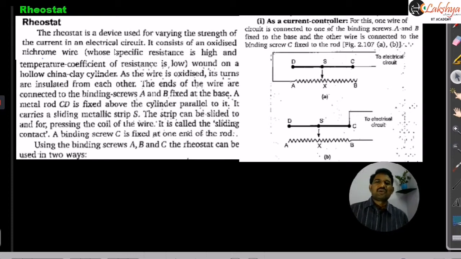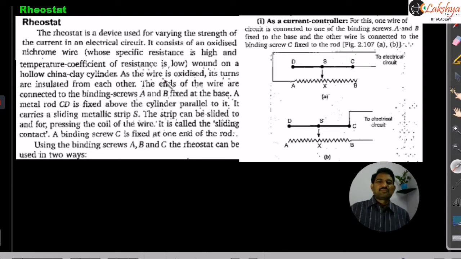So a rheostat is a device used for varying the strength of current in an electrical circuit. It consists of a nichrome wire wound on some insulating cylinder, like a china clay cylinder, an insulator cylinder. The wire is oxidized, that means it is insulated from the others. Even though the wires appear to be in contact with each other, they are electrically insulated from each other. There is no electrical contact between those wires.